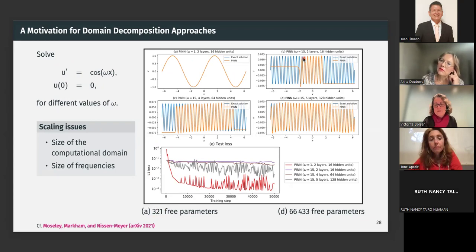But if you take the same configuration and increase omega to 15, you see that the solution is completely rubbish here. So you need to increase the network to get even more, right? So even if you put 60,000 parameters, your solution is still not satisfactory. And if you look at these training loss curves, you see that the first one goes to 0, sort of, because it's 10 to the minus 4. But for the other ones, the decrease of the loss is very bad.